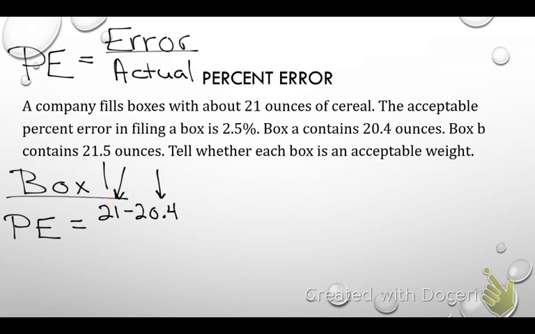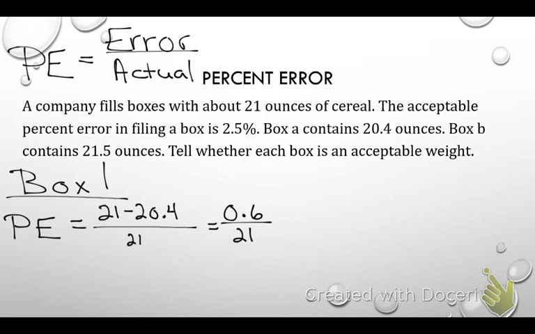This is how much I put in. So now I divide that by what? 21. How much should be in there? The actual amount. All right? 21 minus 20.4 gives me 0.6. I take the difference between what was supposed to be in there and what was actually put in there, and I divide it by the actual amount, 21.